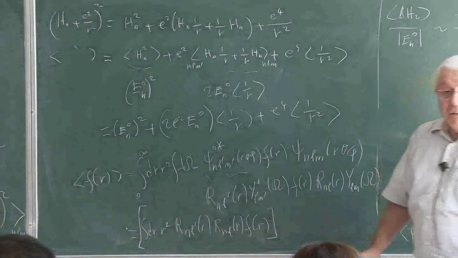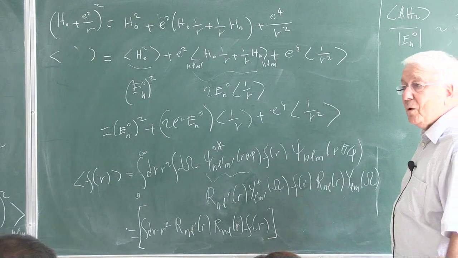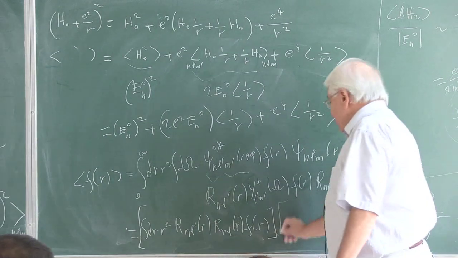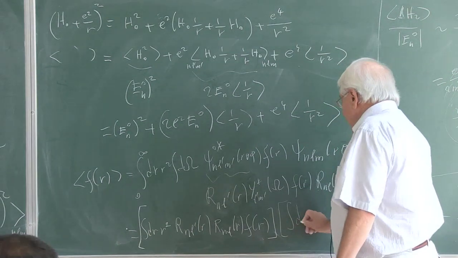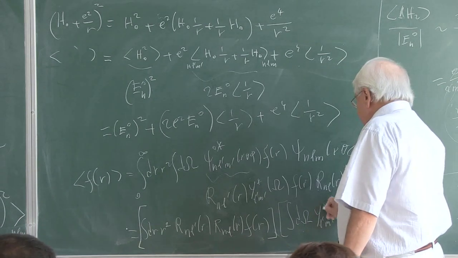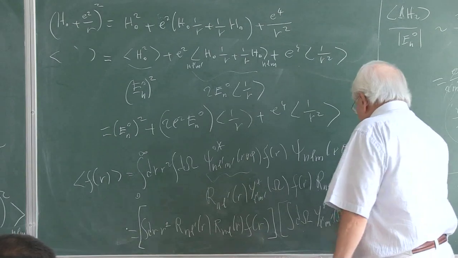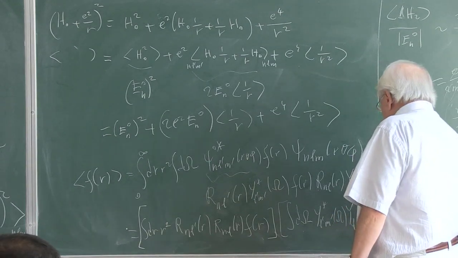The beauty of the game is that whichever is inside for fr, it is in the factorized form. That solves the problem for you. What is the remaining? Remaining is the omega y l prime m prime star, capital omega y l m omega.